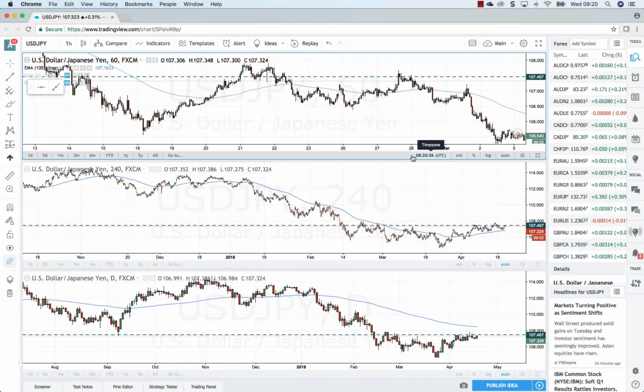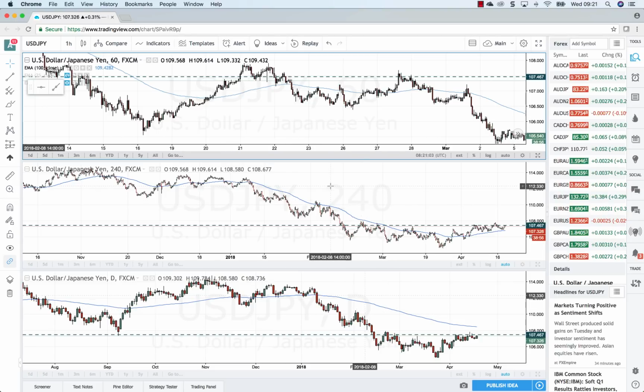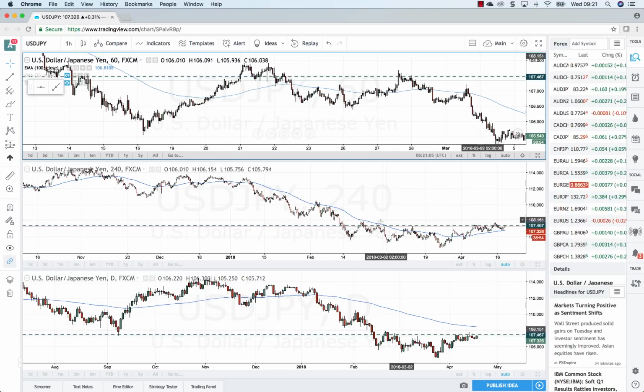So anyway, let's jump over to the charts and look at an example here. Now, I have the dollar yen in front of me. You can see that I've got three charts here. The moving average is not important here. Even the chart timeframes aren't really that important, because you can apply this principle to any time frame.